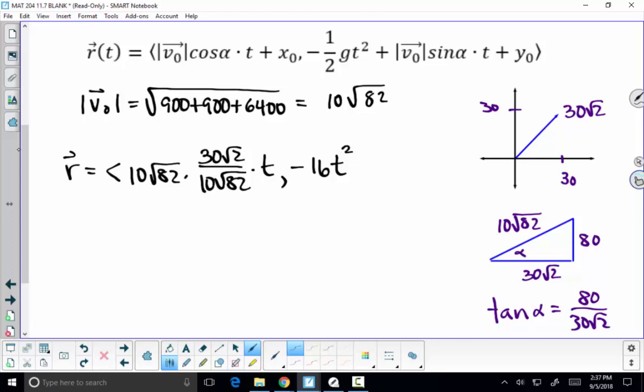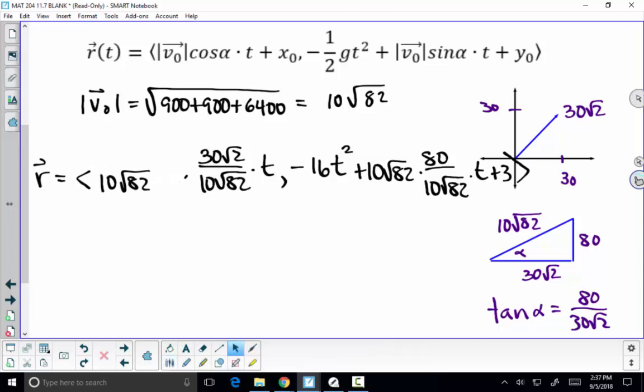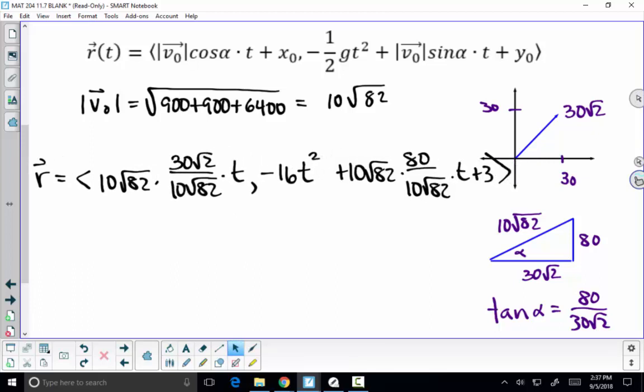The V naught is 10 square root of 82. Sine of alpha is that over that. Yeah, we're going to have some cancellation. That's super nice. Times t. And then the y0 was plus 3, I believe. So let's see if I can move that out of the way a little bit.